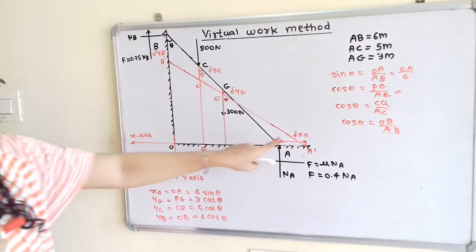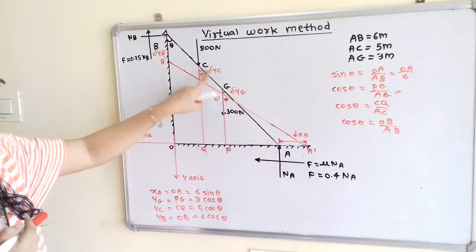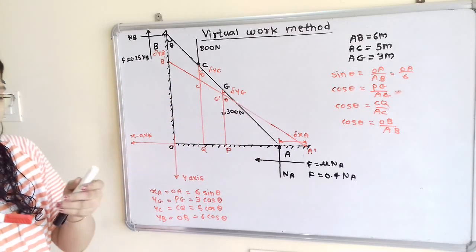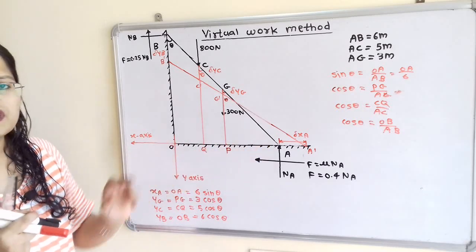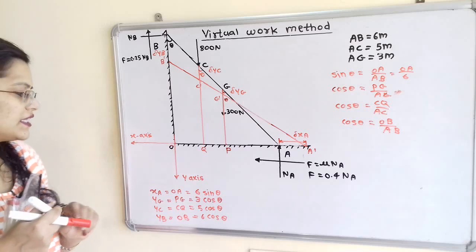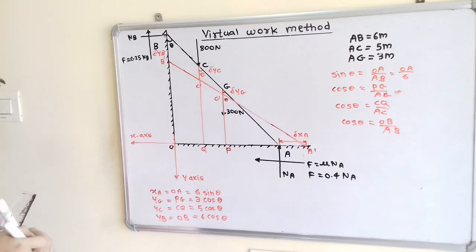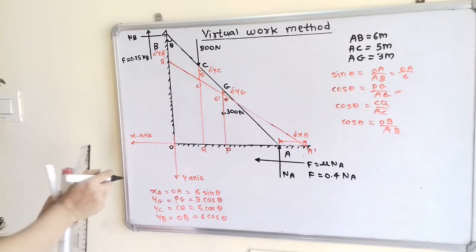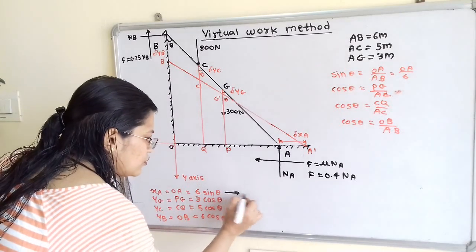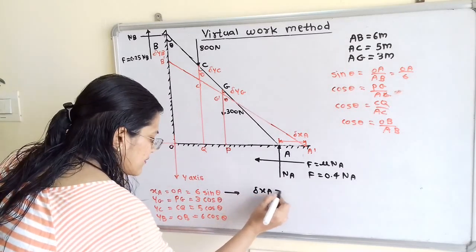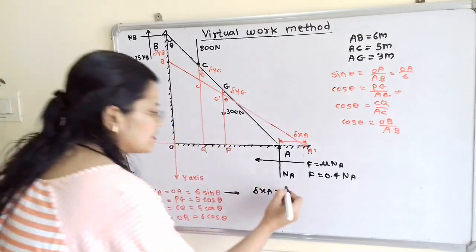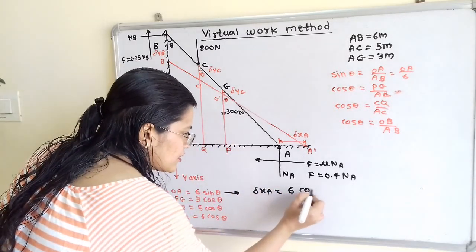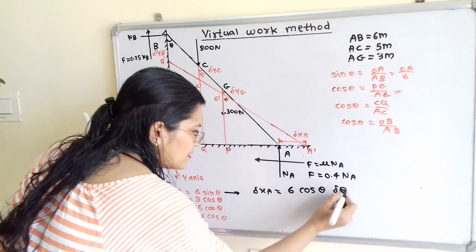Now we have to find out delta XA, delta YG, delta YC, delta YB. So we will differentiate all these positions with respect to theta. So how to differentiate? I will get delta XA. Delta XA is equal to the differentiation of 6 sin theta, that means 6 cos theta delta theta.